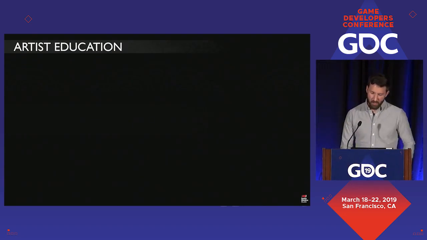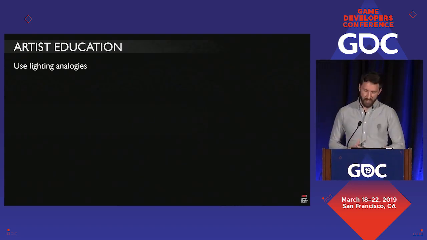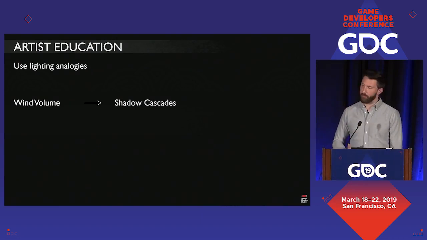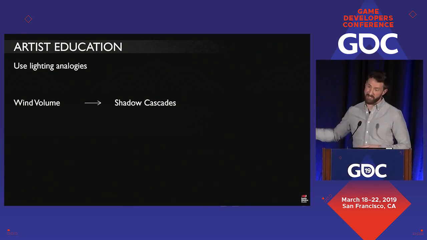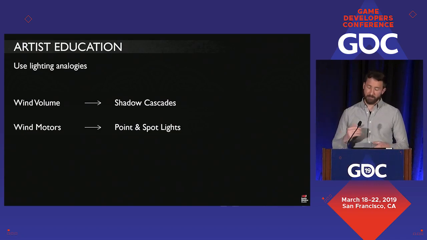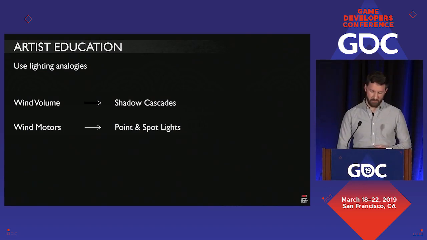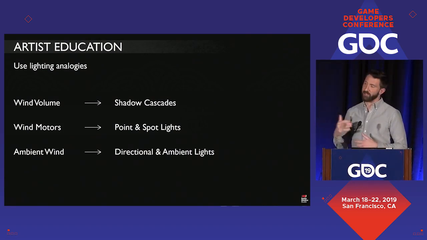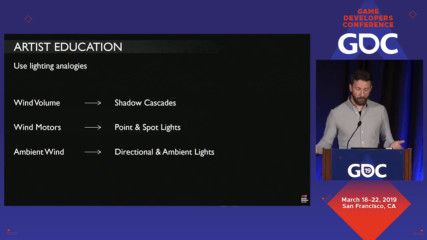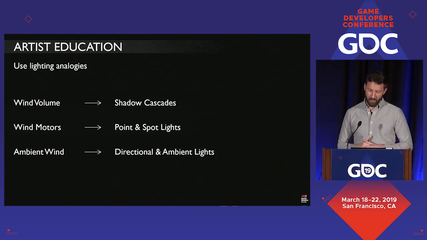Artist education. As artists and managers and producers come to understand the system and its limitations, we can borrow from existing intuitions by using lighting analogies. The wind volume, for example, is like shadow cascades. If your motor is not in the box, it's not going to blow wind, just like if a model is outside the shadow map, it won't cast any shadows. Wind motors are like point and spotlights. They inject light and wind into the scene in a targeted way. Ambient wind nodes are kind of like directional or ambient lights. It doesn't matter where you put them, they affect everything all the same. Also, be careful about leaving stray ones laying around in scene files.